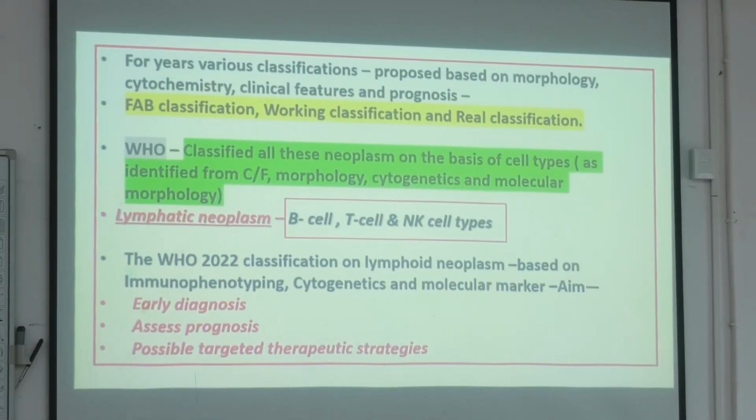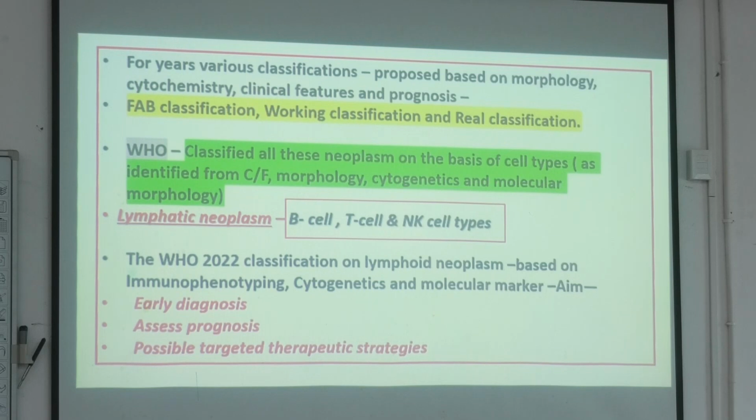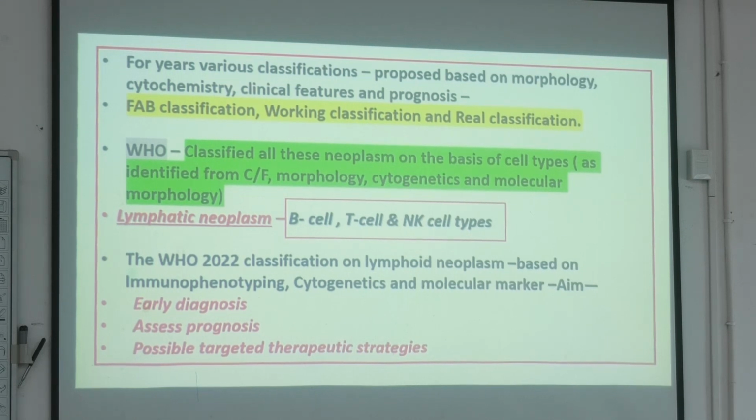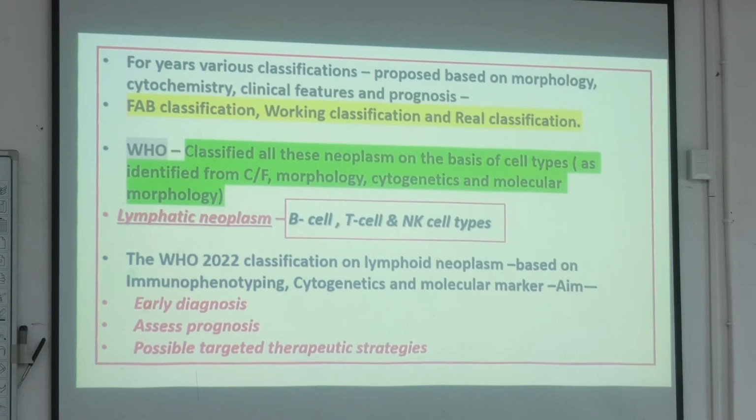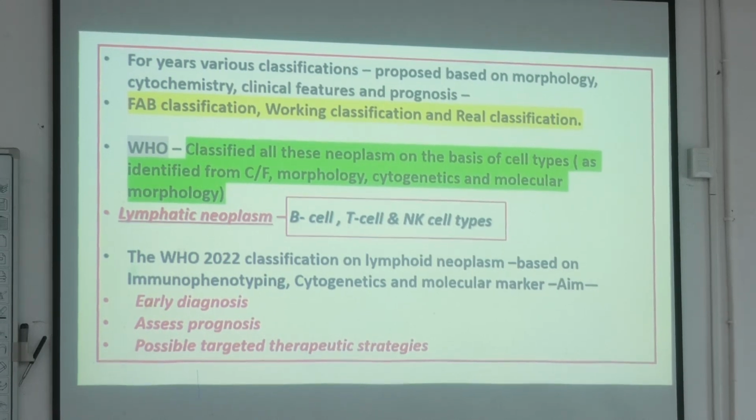For this reason, various types of classification have been tried from the very beginning, since ancient times. For example, the FAB classification, working formulation, REAL classification, and WHO classification. Previously, we did not have so much molecular analysis for identifying the cell of origin, that is, the clonal proliferation; translocations and mutations were not known at that time.